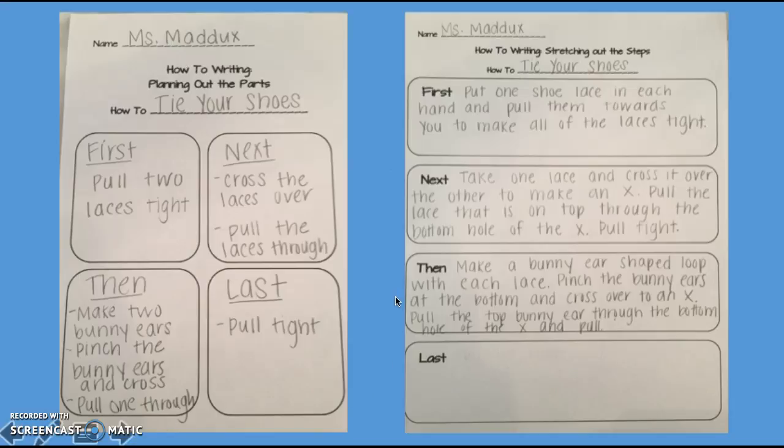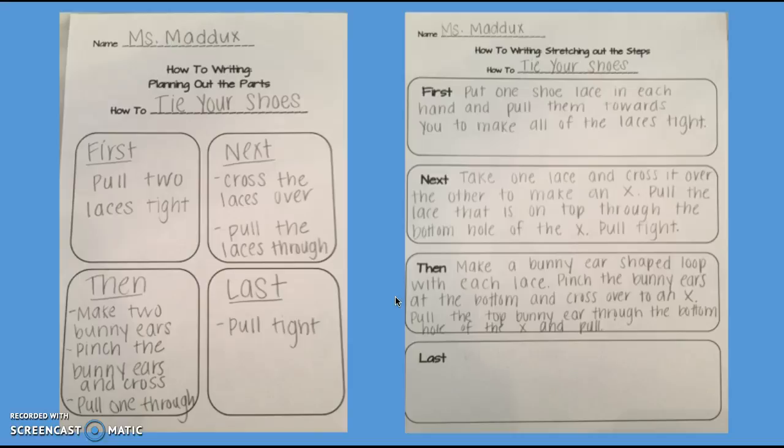So when I stretched that one out, I said, make a bunny ear shaped loop with each lace. Because if we just say make bunny ears, someone may have no idea what that even means when tying your shoes. They may have never even heard of that trick. So make a bunny ear shaped loop with each lace is a much better detail to help them visualize it.